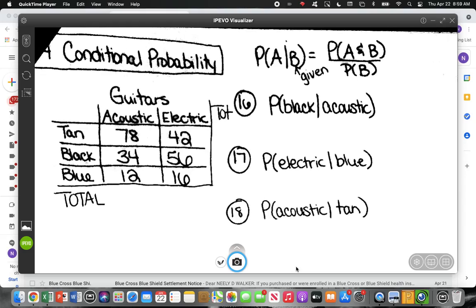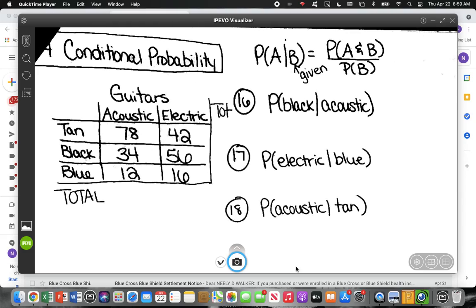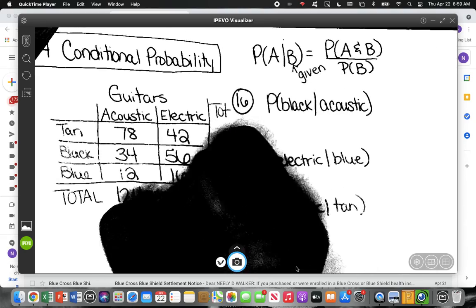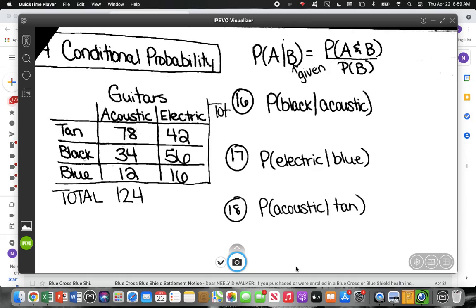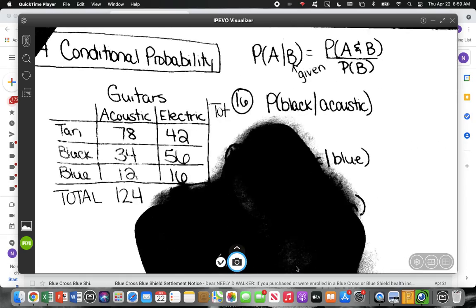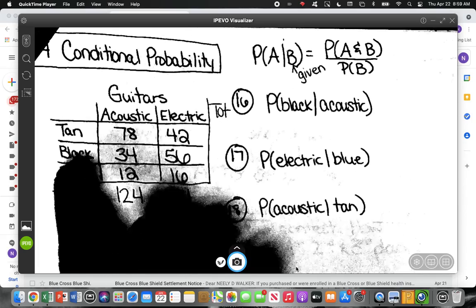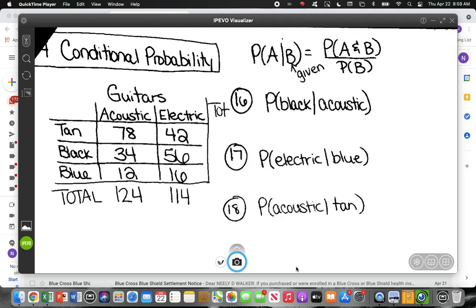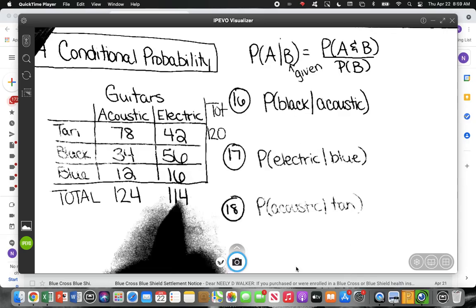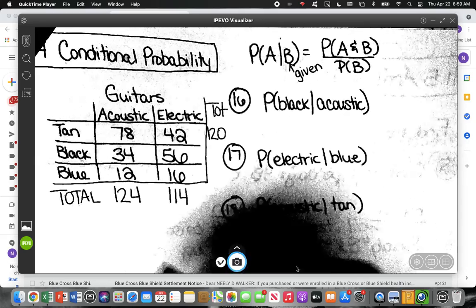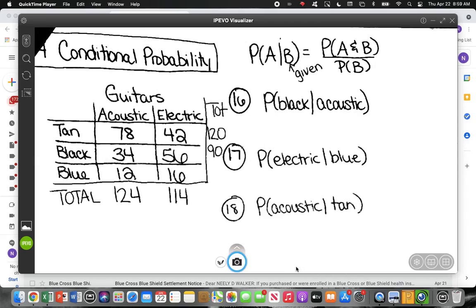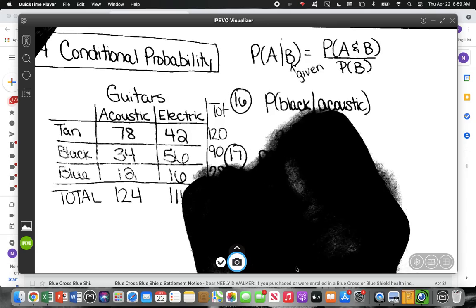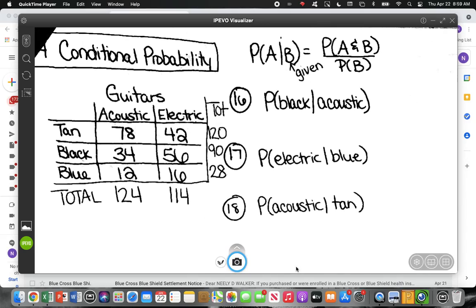So let's add 78 plus 34 plus 12. All right, that gives me 124. 42 plus 56 plus 16 is 114. And then I'm going to make my totals for each color. So 78 plus 42 gives me the total number of tan. 34 plus 56 gives me the total number of black. And 12 plus 16 is the total number of blue.